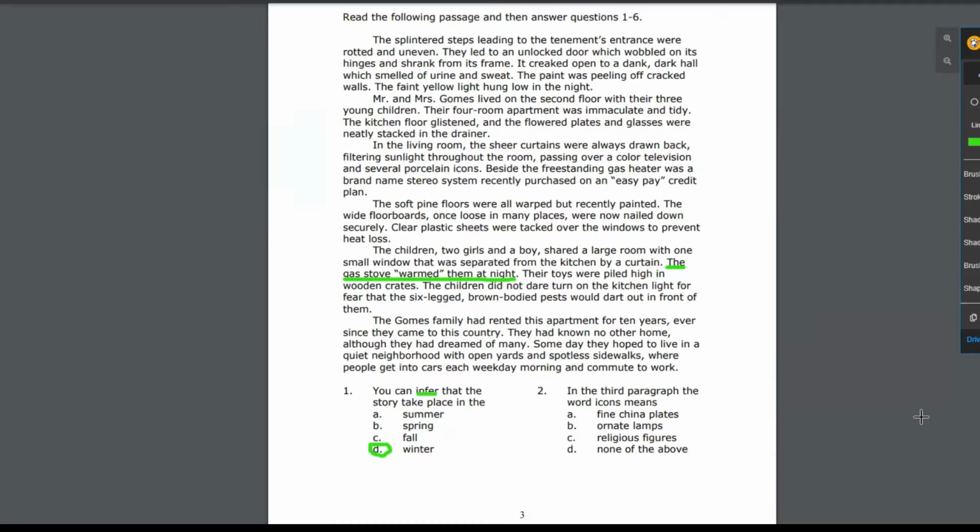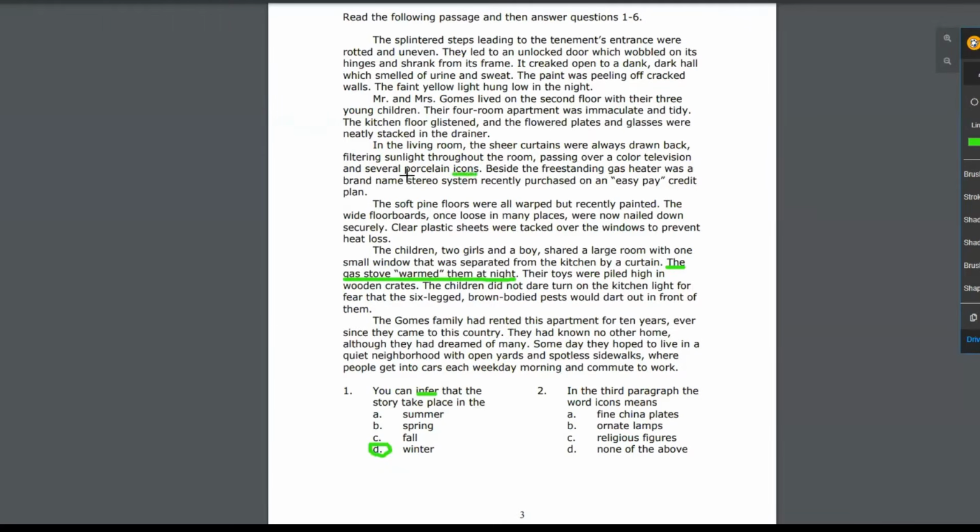All right, number 2 says, in the third paragraph, the word icons means. So anytime they point you guys in the direction of a particular paragraph, I always recommend that you go back specifically to read it so that you have the context around the word, because you always want to make sure you're understanding how it's being used in the actual situation. So if we go back to the third paragraph, it says, in the living room, the sheer curtains were always drawn back, filtering sunlight throughout the room, passing over a color television and several porcelain icons.